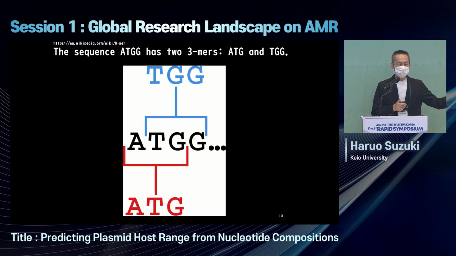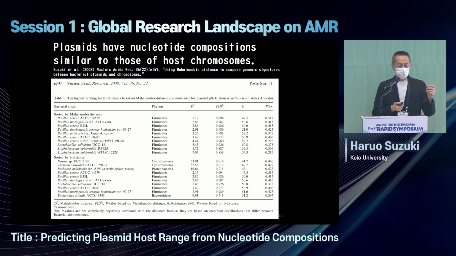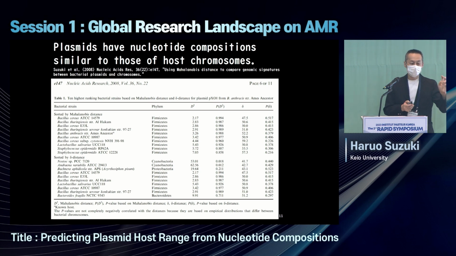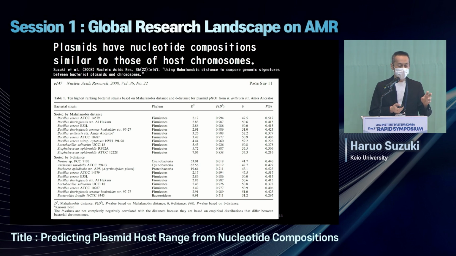We also investigated oligonucleotide composition like dimer, trimer, and tetramer. This is an example of trimer, three-mer. This example sequence, ATGG, consists of two trimers, ATG and TGG. We compared this trimer composition between narrow host range and broad host range plasmids, and we found that narrow host range plasmids tend to be very similar to their host chromosome.